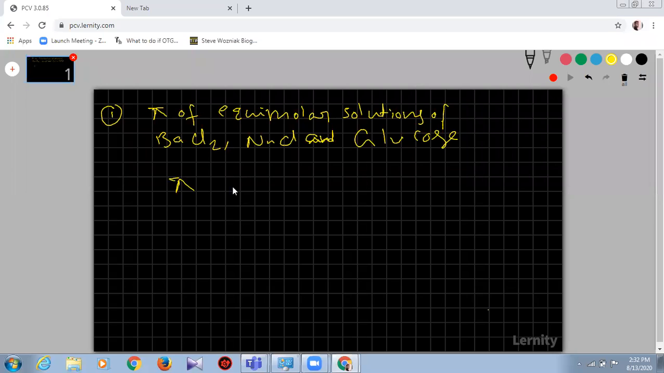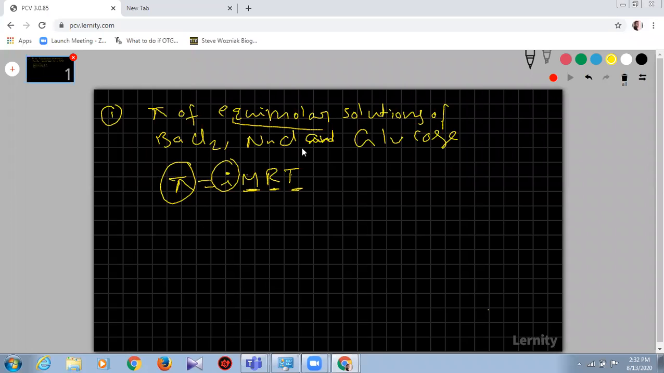Pi is equal to i into concentration into gas constant into temperature. So this is the case here. Now if you see, equimolar, that's why the concentration is same. R is same, temperature is same. That's why osmotic pressure is depending on the i factor, that is the Van't Hoff factor.